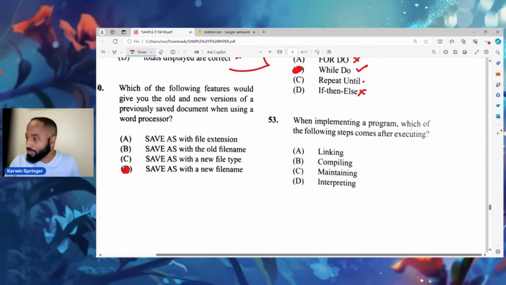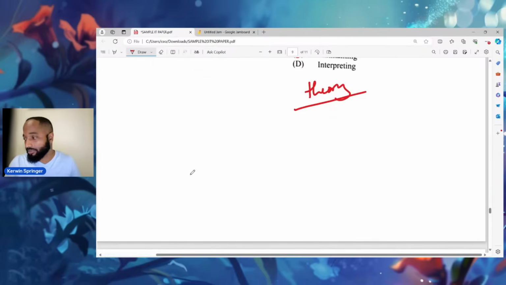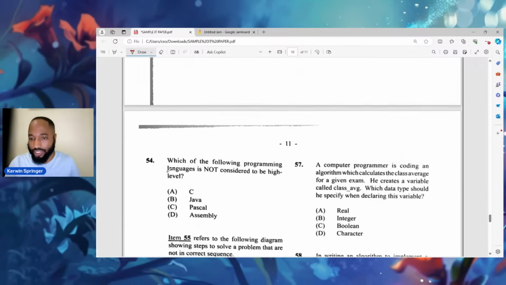When implementing a program, which of the following steps comes after executing? You compile, then you execute it. C, maintaining. Okay, fine. So this is straight textbook. This is theory. That's a learn-off thing.